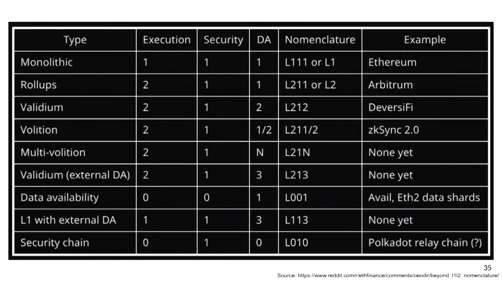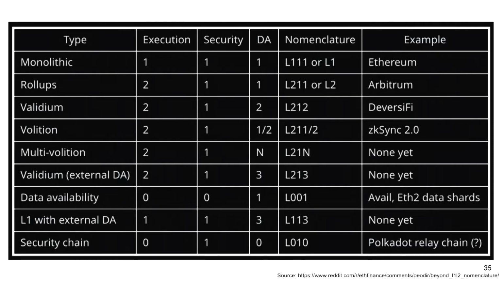It's not that simple, right? So this is a really fun chart that I found, which shows various permutations of what the modular blockchain future might look like. So of course, monolithic blockchains, that's layer one execution, layer one security, layer one data availability. That's how Ethereum works today.